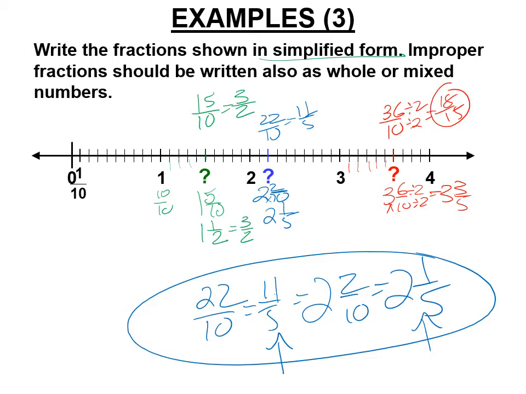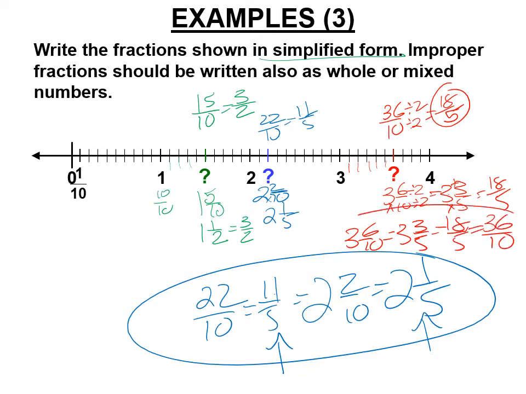Now you could have gotten 18/5, not 18/15. 18/5, you could have gotten it from here: 3 times 5 is 15, plus 3, 18/5. It is all of those. So 3 6/10 is the same as 3 3/5, which is the same as 18/5, which is the same as 36/10. Those are all equivalent.